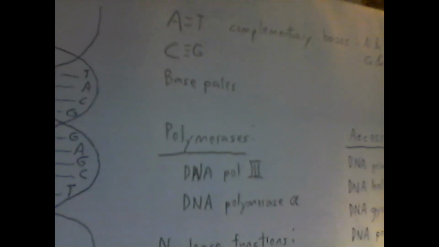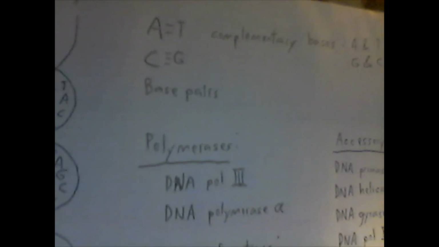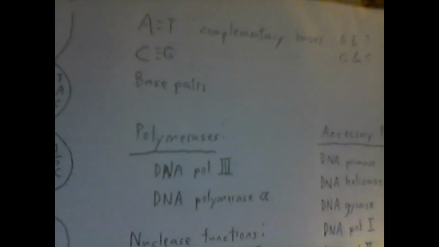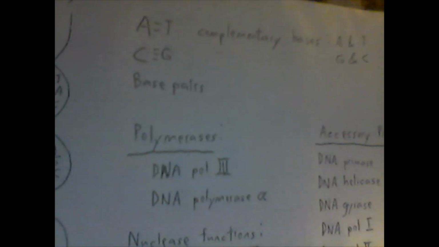First and foremost, we have the polymerases. Polymerases are DNA building enzymes. These are the enzymes that actually assemble new DNA. Polymerases always work in the 5' to 3' direction. In other words, they always assemble new DNA strands by attaching the 5' phosphate of one strand to the 3' hydroxyl of the preceding strand.